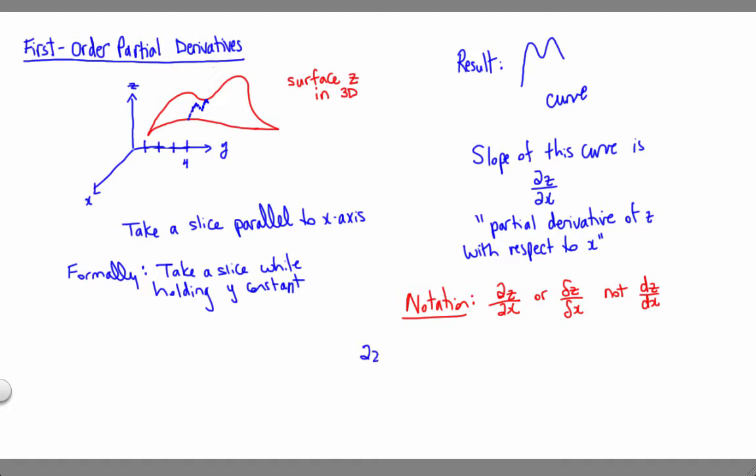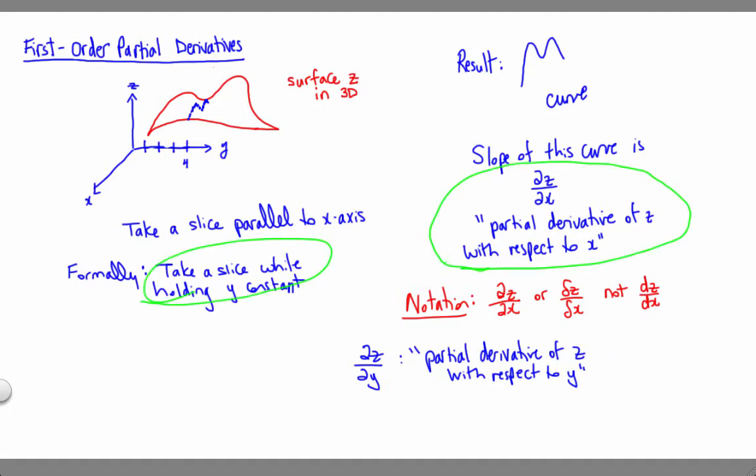Similarly, we could look at delta z by delta y. So that's called the partial derivative of z with respect to y. In a moment, we're going to jump into a calculation, see how these partial derivatives work. But before we do that, I want to recap one key idea here. If we wanted to calculate the partial derivative of z with respect to x, the way we would do that is we would think about holding y constant.